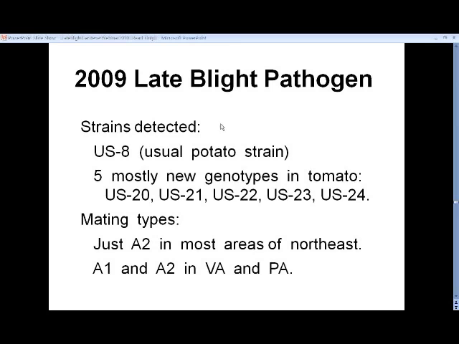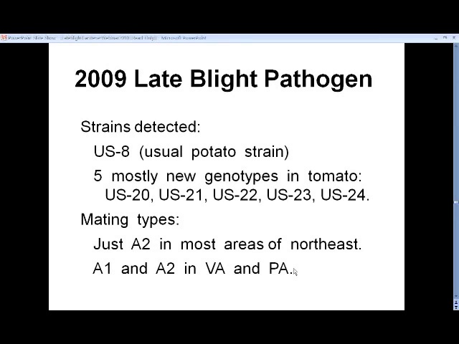Last year, we had several strains of the pathogen which are unique. We had our usual potato strain. That would be that one clonal population that's occurring over and over again, one mating type. But we also in tomato had several different what we call genotypes, mostly new genotypes occurring. What was a little bit alarming is that we did pick up both mating types in some areas. Only the A2 mating type here in the Northeast where I am, but we did pick up the second mating type, which would be the A1 mating type, in Virginia and Pennsylvania.